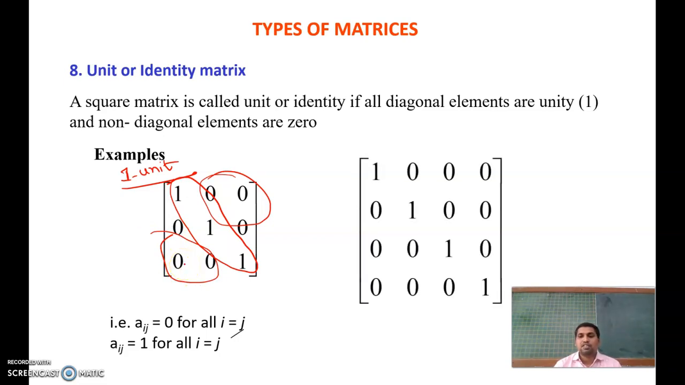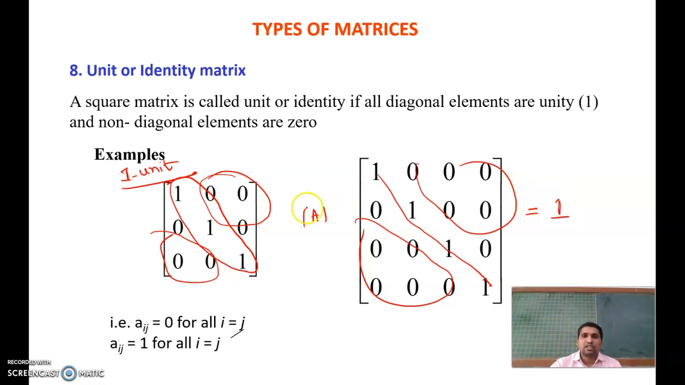This is another example. This is a 4 by 4 matrix, and you can see here all the non-diagonal elements are 0 and the diagonal elements have the value 1. Suppose this is matrix A, the determinant of this matrix is 1. It is also denoted by the symbol I, where I means unit or identity matrix. So I repeat again, in a unit matrix or identity matrix all the diagonal elements have the value 1 and non-diagonal elements have the value 0.